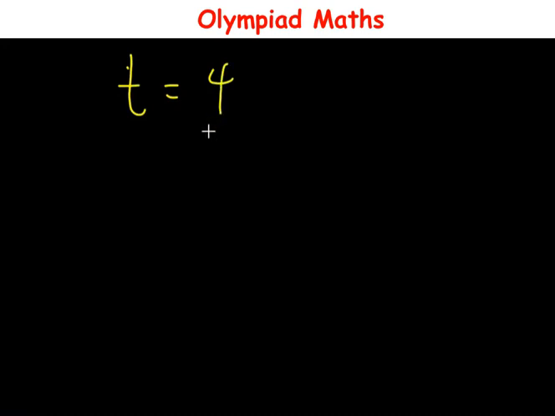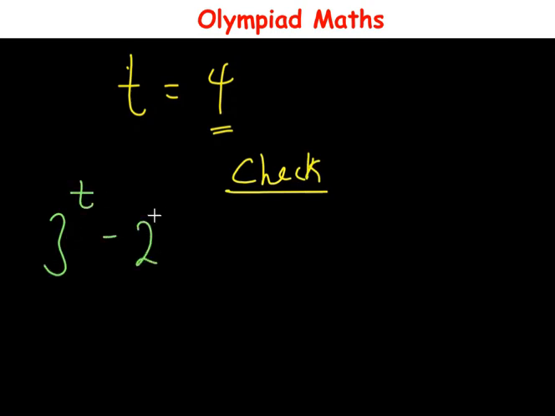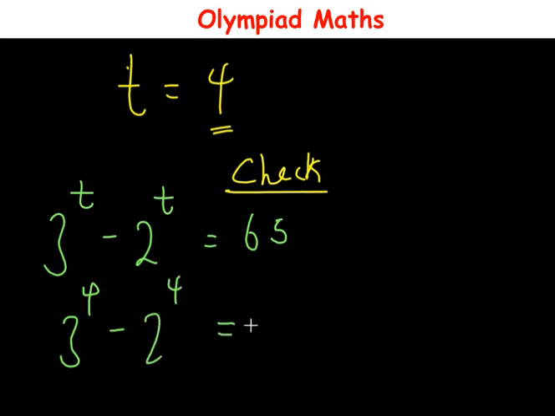But then let us check if the value of t is the correct solution. So let us check it out. Check. Now the question is 3 raised to power t minus 2 raised to power t is equal to 65. And we got the value of t as 4. So 3 raised to power 4 minus 2 raised to power 4, does this equal 65?